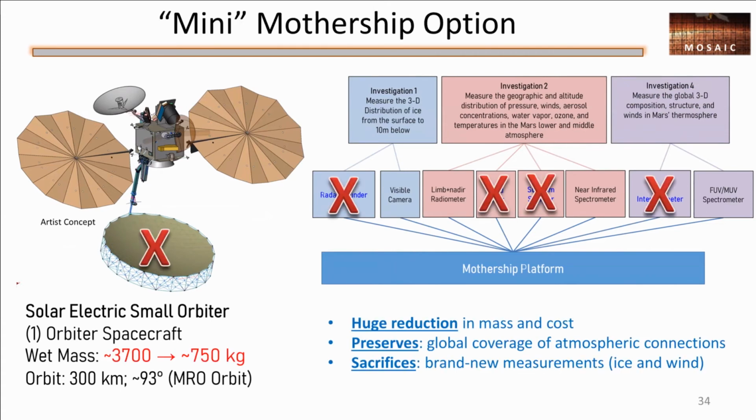We also did look at a mini mothership option. Just because the mothership was so large, we decided to look at potential descopes. So there is a much smaller version of this that's only about 1/5 of the mass. And it unfortunately loses all of the new measurements, the radar sounder, the submillimeter, the wind LiDAR, and the Thermosphere wind interferometer, but it does preserve the global coverage of atmospheric connections and the constellation aspect of MOSAIC. So we looked at this too.